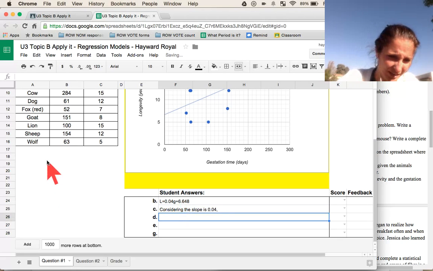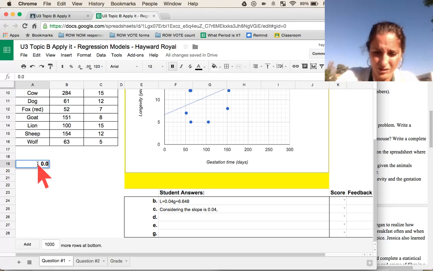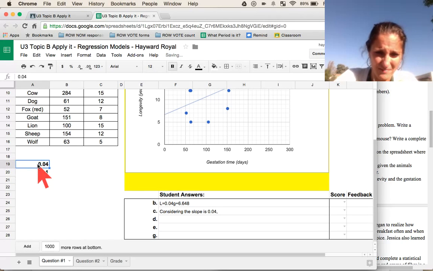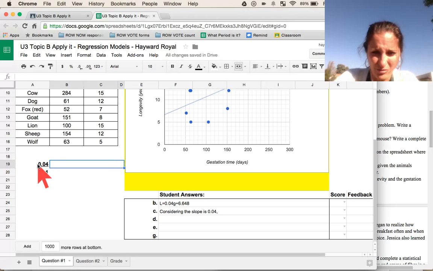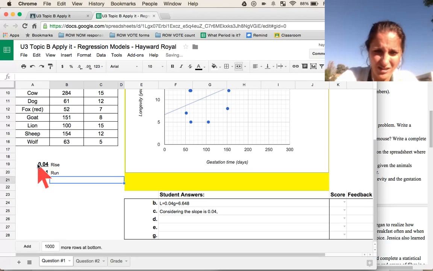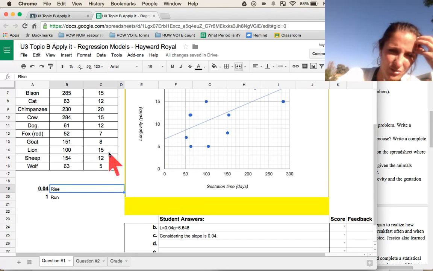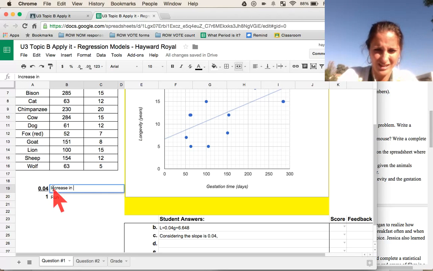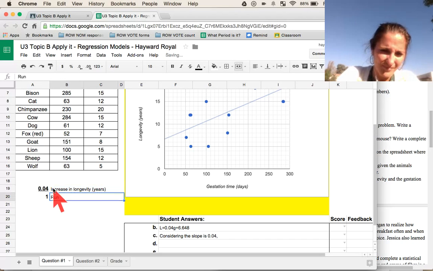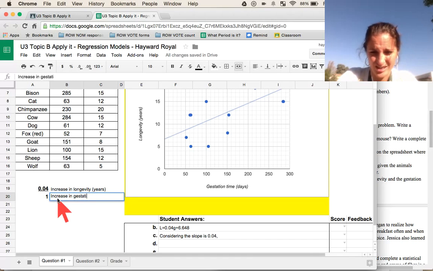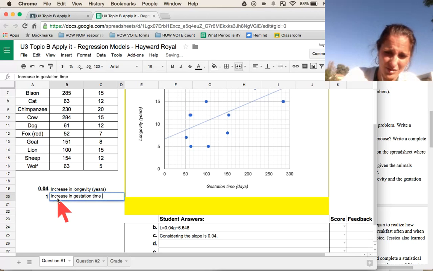And so now I need to go and do a little work. I'm going to make some notes over here for you. So this is 0.04 divided by 1, right? And remember, slope is rise divided by run. But the rise is not actually rise. The rise is an increase in longevity, which is in years, sorry. The run is actually a left to right movement, which is an increase in gestation time. Note in days.